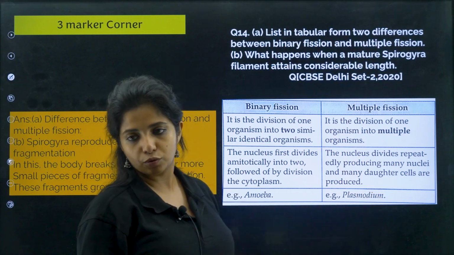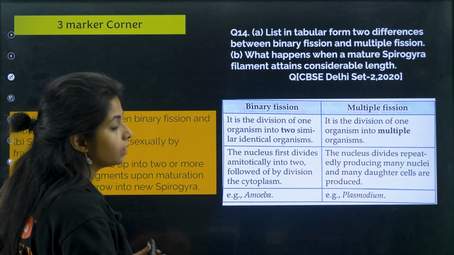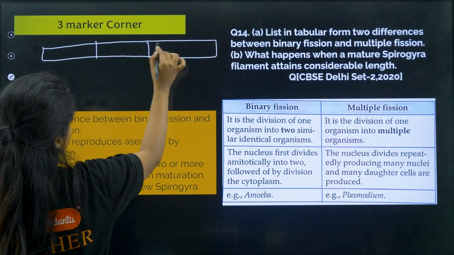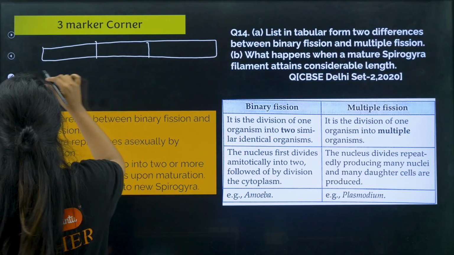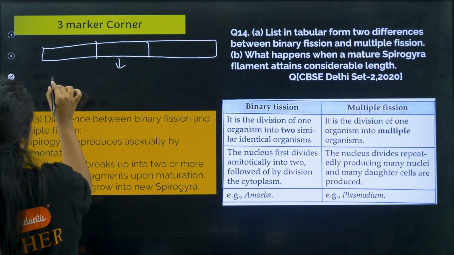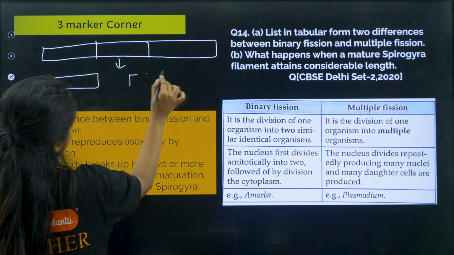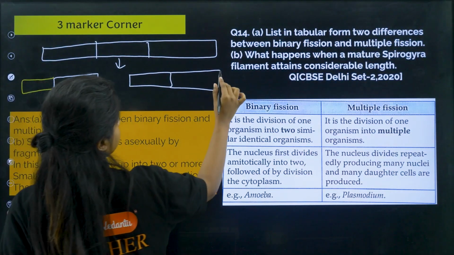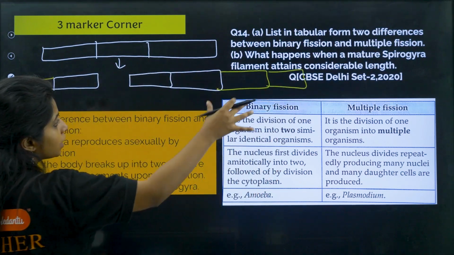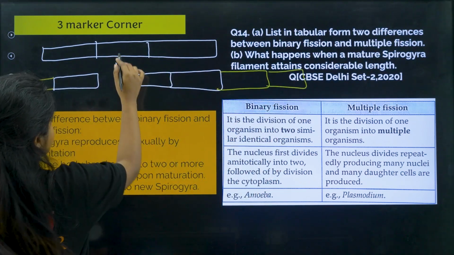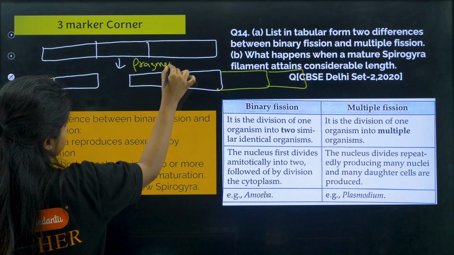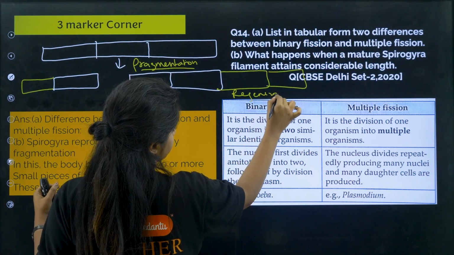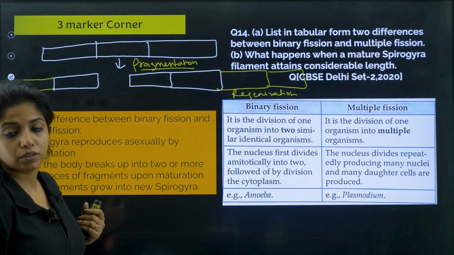Example: amoeba, plasmodium. Now what happens when a mature Spirogyra filament attains considerable length? For example, this is a Spirogyra filament. When it attains enough length, it will segregate, for example this breaks into this, breaks into this. Slowly they are going to regenerate and make newer filaments. The breakdown is known as fragmentation, and the regeneration of the lost body parts is known as regeneration.